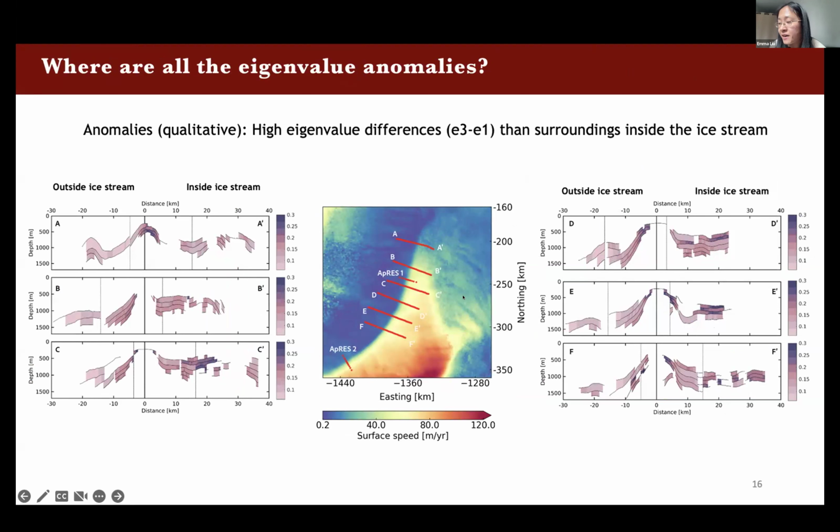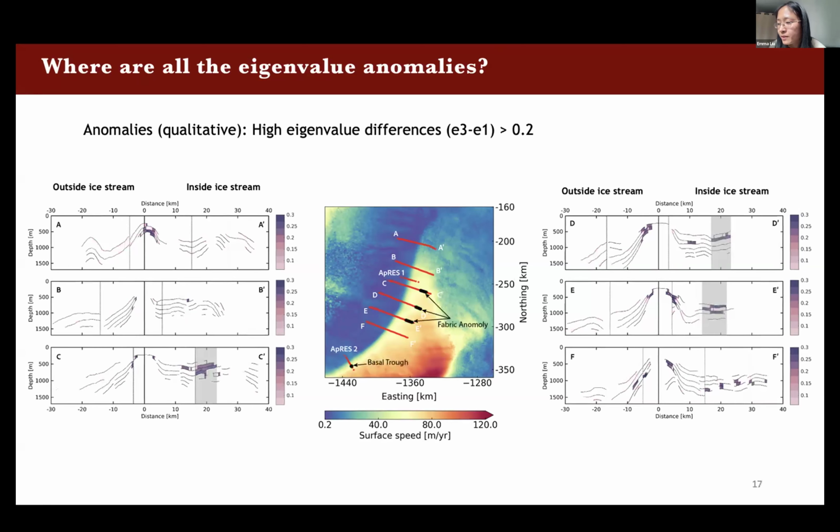And here we have a very, very simple definition of anomaly as the difference between the largest and the smallest eigenvalues of the orientation tensor being larger than some threshold. And in this case, we define the threshold to be 0.2. So it is essentially just a simple filter.